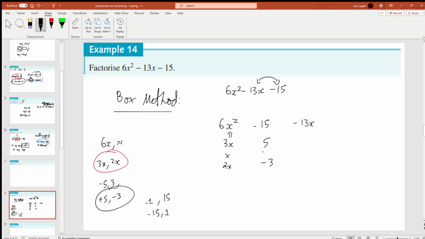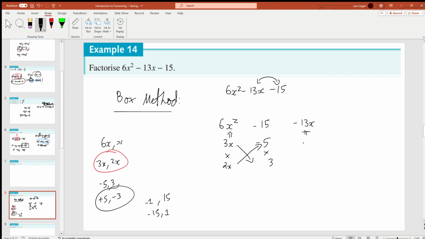So what we're going to do is actually cross multiply and see what we get. So this would give you 10x. This would give you minus 9x. Now if you add those together, it doesn't give you 13x. Okay? So we know this combination isn't going to work. Okay? Now let's see if the reverse combination would work. So let's switch the sign.